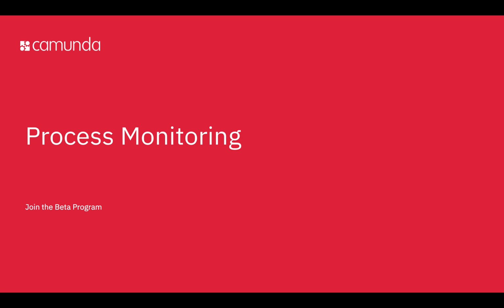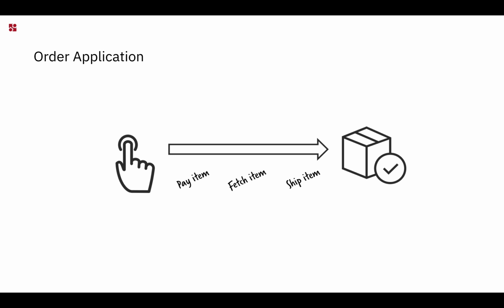So, process monitoring, what is this all about? Process monitoring is going to allow you to monitor the end-to-end flow of your collaborating microservices. Now, imagine your company has an online shop and you need to process orders. You're building a simple order application where, eventually, you'll create a flow that goes something like this. A customer buys an item, you then need to process the payment, the item has to be fetched, and in the end, it has to be shipped, so the customer actually gets what they bought.